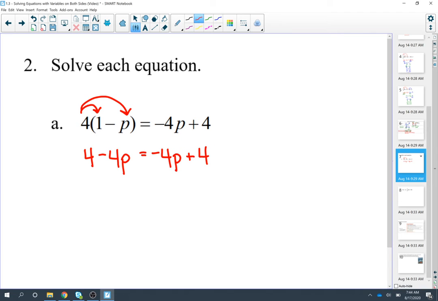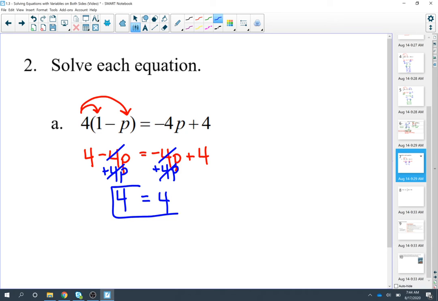Now, I'm looking at that going, they look very similar, but I'm still not sure, so I'm going to take it a step further. If I get all my variables on one side, I'm going to add 4p. Remember, if you do it to the left, you have to do it to the right. Negative 4p plus 4p, they're going to cancel, which leaves me with a 4. 4 equals 4. Always true.